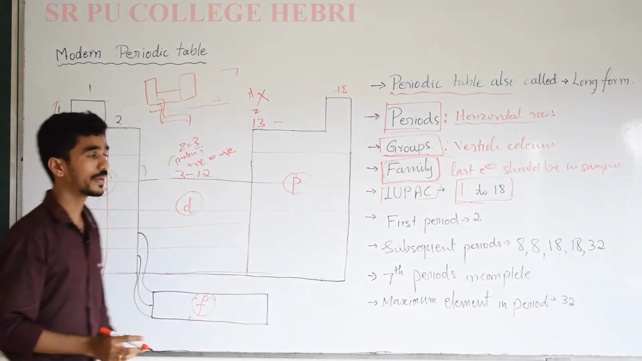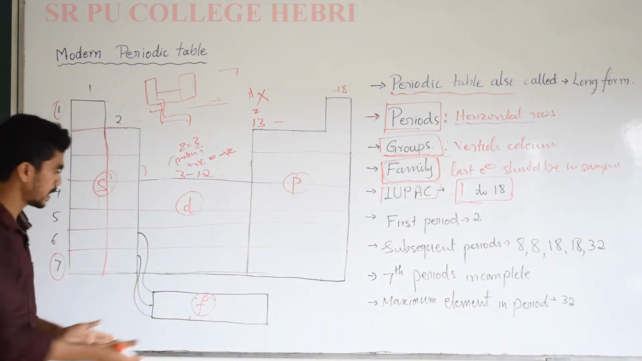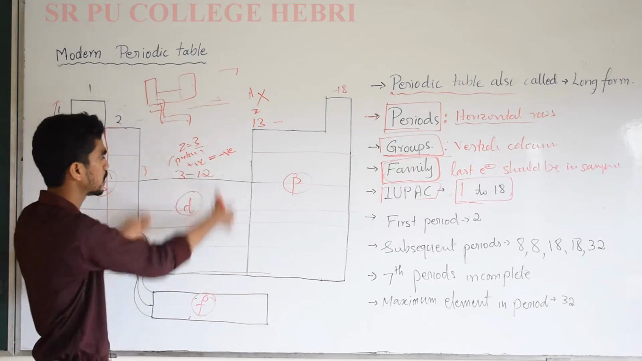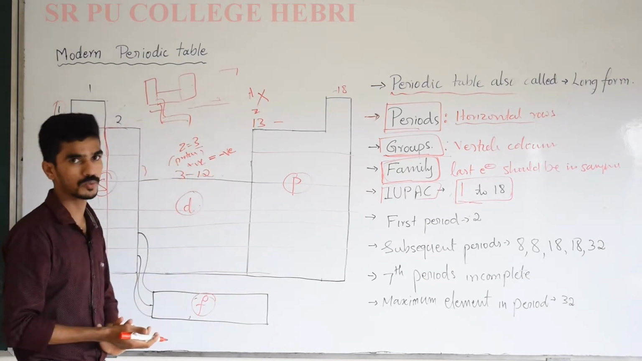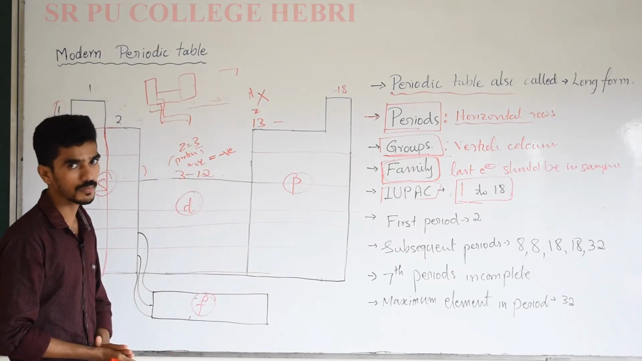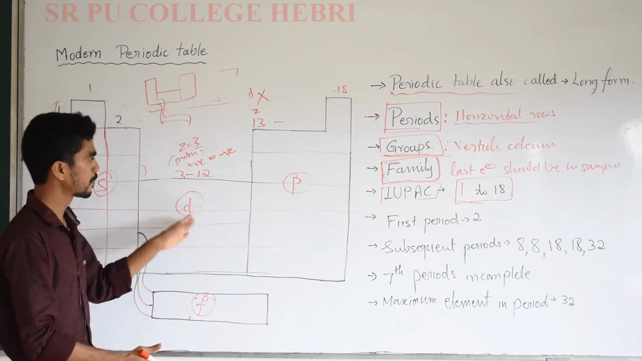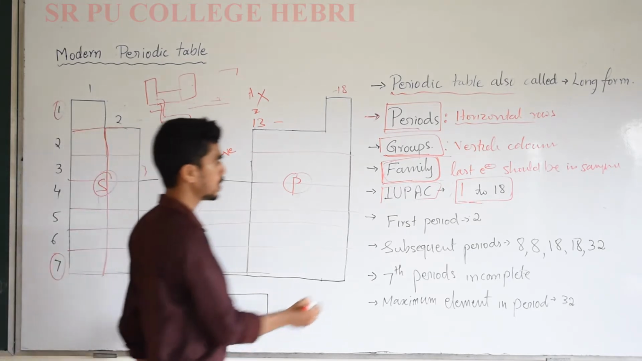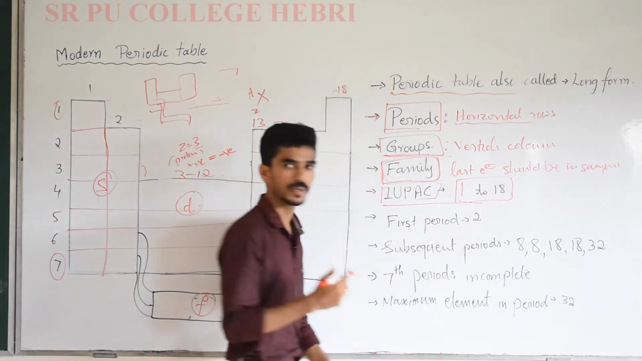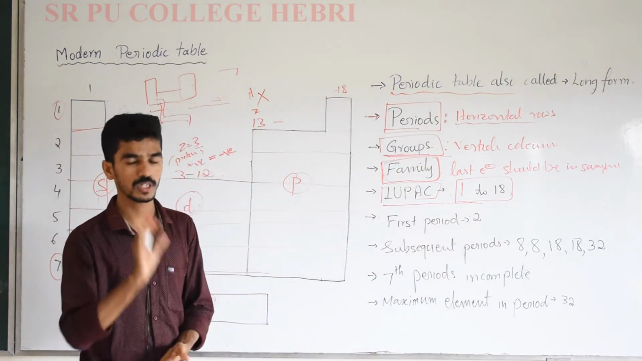13 to 18 groups are present in this, and this F block will consider groups 3 to 12 only. Even if it is in a long form, it should be considered in the D block only. This is about groups and periods. The total number of periods is 7 and the total number of groups is 18, that you should know.